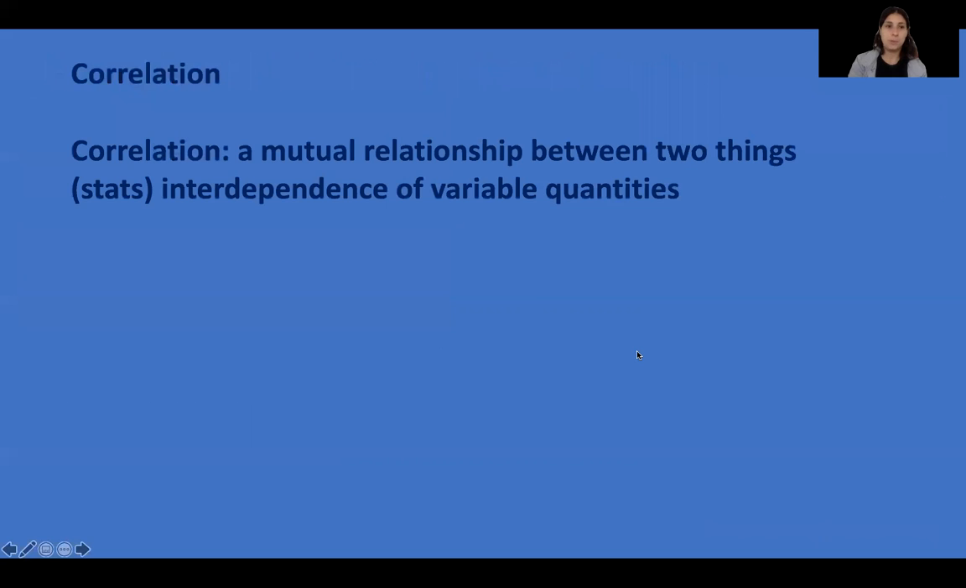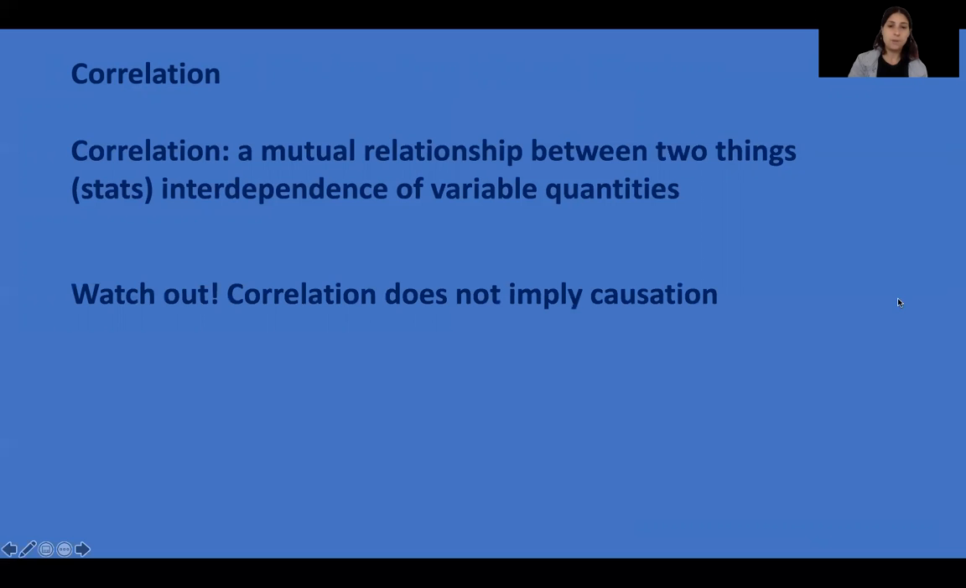All right, next up is correlations. A correlation, as you might expect, co and relation, being together, is a mutual relationship between two things. It's an interdependence of variable quantities. Watch out, correlation does not imply causation.